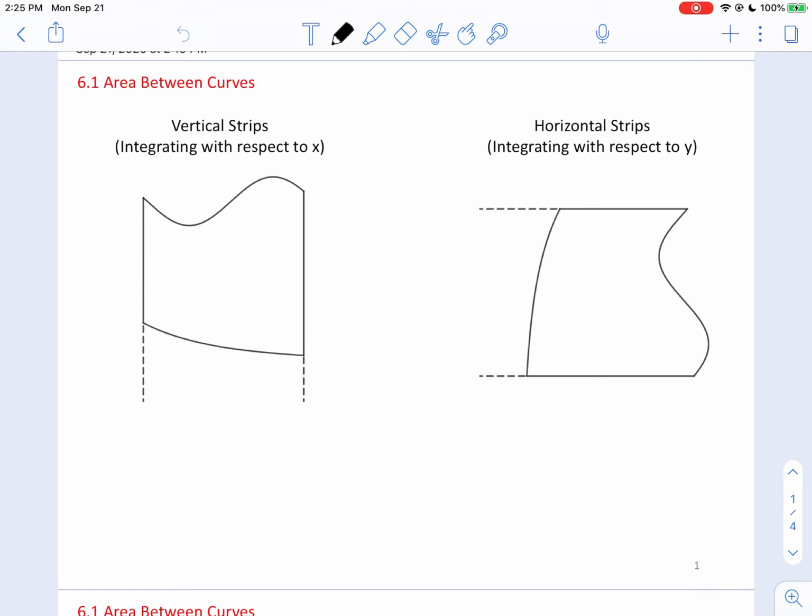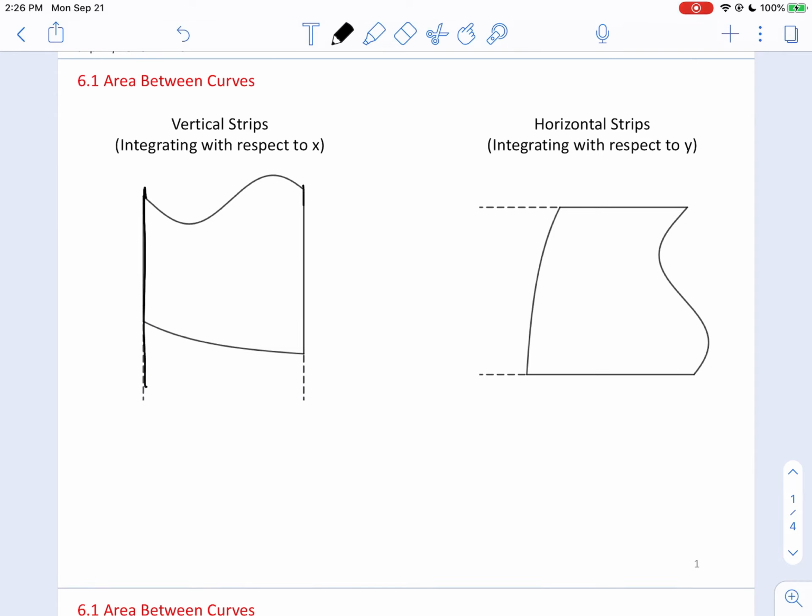Hello, calculus students. Using integrals to find area between curves. Let's begin with two different scenarios in which we are working with vertical strips to find the area versus horizontal strips. When your curves are defined left and right by vertical lines, so vertical line.